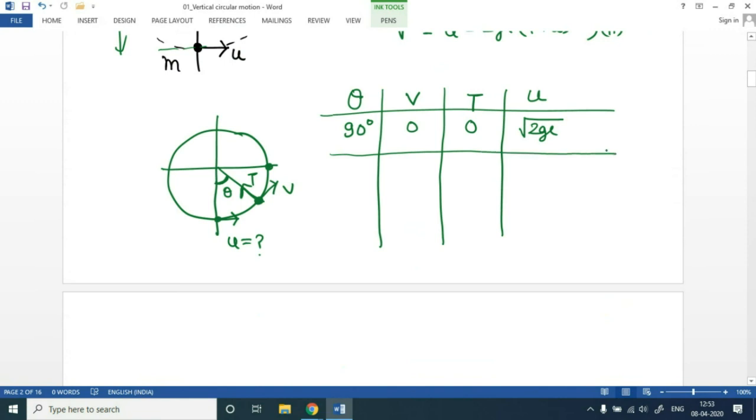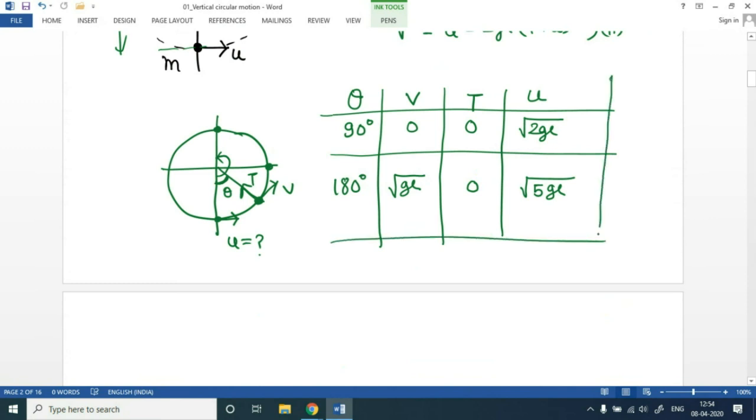Okay, and if we want to project it such that it finally reaches this point, meaning theta is equal to 180 degree, so in the upper quadrant the velocity cannot be zero over here, only the tension could be zero. At this point the velocity cannot be zero, tension would be zero. So using the dynamics equation in the upper quadrant, we can very well find out the value of v over here, and that will come out to be root gl, and u will come out to be root 5gl. And these are very standard results, and all of you at least must remember this result over here.